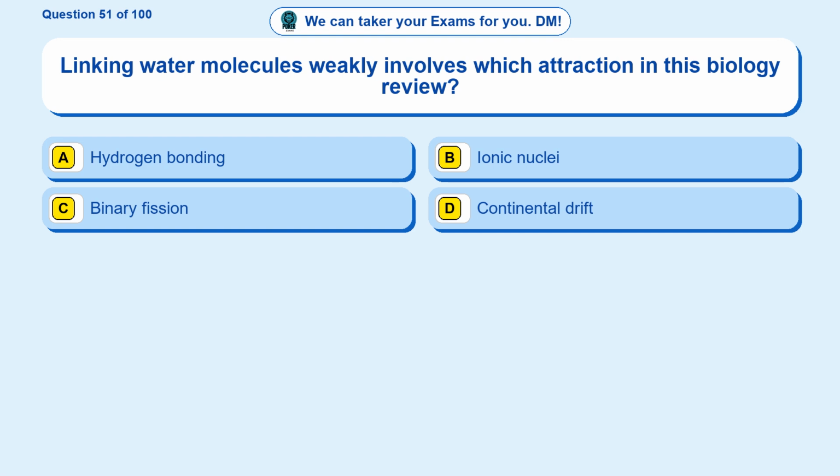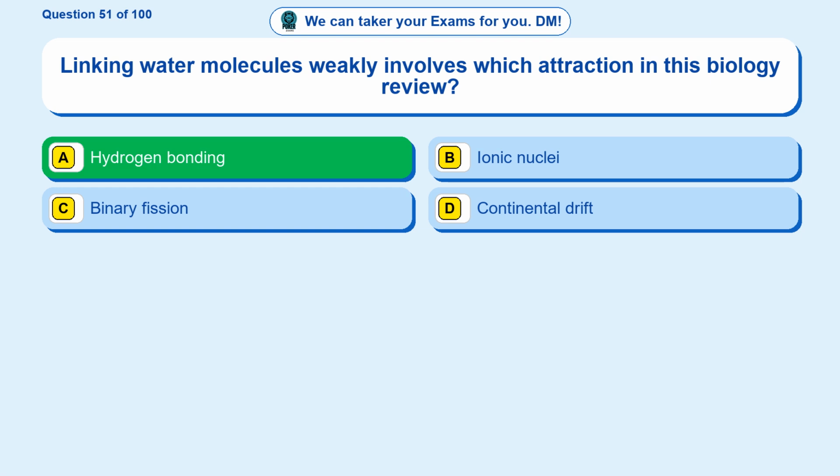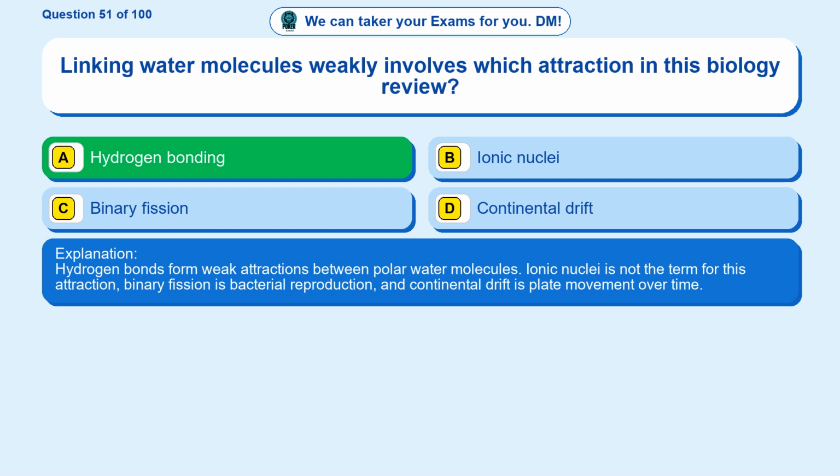Question 51. Linking water molecules weakly involves which attraction in this biology review? Option A, hydrogen bonding. Option B, ionic nuclei. Option C, binary fission. Option D, continental drift. The correct answer is option A, hydrogen bonding. Hydrogen bonds form weak attractions between polar water molecules. Ionic nuclei is not the term for this attraction, binary fission is bacterial reproduction, and continental drift is plate movement over time.